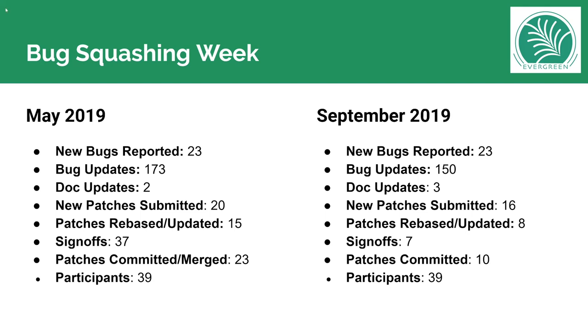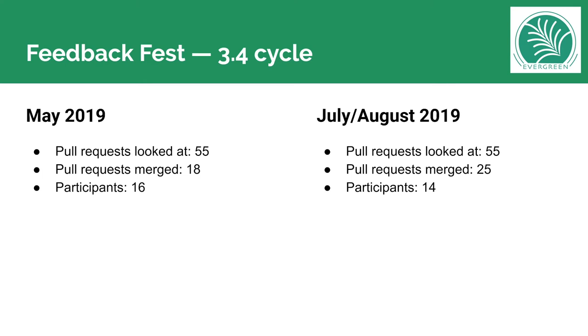But Bug Squashing Week is not the only way of doing concentrated feedback. Another event that's been done is the so-called Feedback Fest. Now, Feedback Fest is different from Bug Squashing Week in that it's intentionally aiming at addressing the queue of so-called pull requests, or changes to the Evergreen code base, that stack up both as bugs that get fixed, but also as new features get developed.